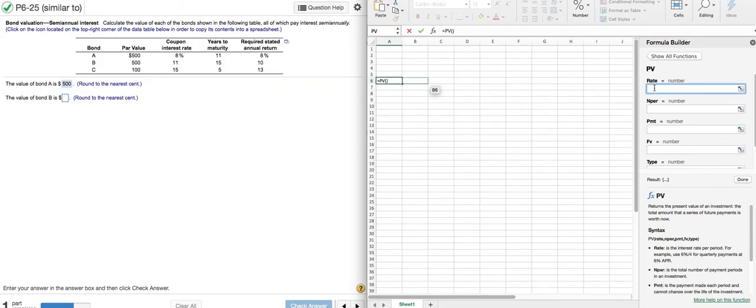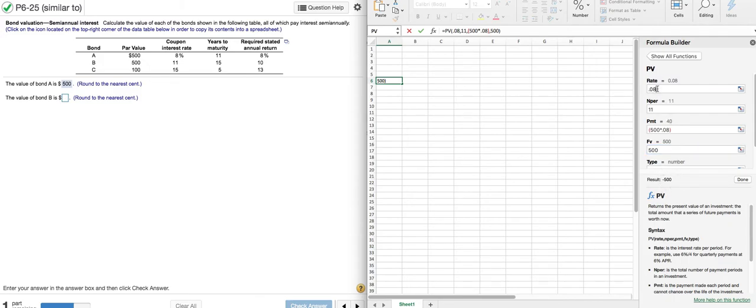So the rate is the required rate, 0.08. I'm going to put everything in annually first, and then we'll adjust it for semi-annual compounding. The number of periods is the number of years, showing is 11. The payment is going to be the par value of 500 times the coupon rate of 8%. I'm putting in parentheses just so that I can group it together before converting it to semi-annual interest. And the future value is just the par value, so 500. Okay, so we're showing a present value of $500 still with annual compounding.